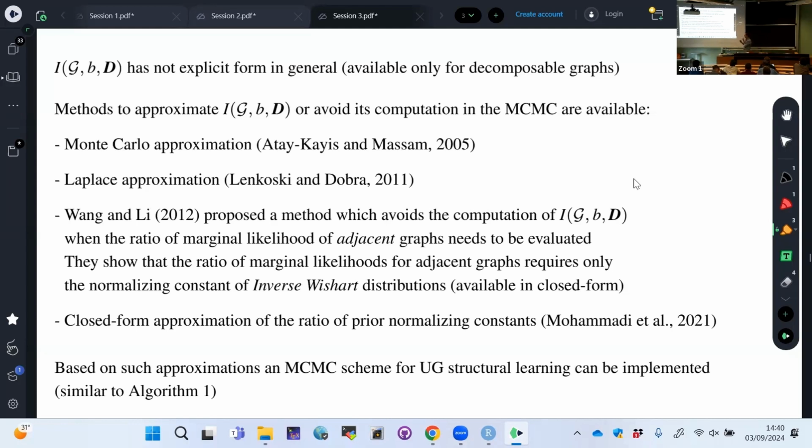There are also methodologies, this paper here by Wang and Li, who proposed an approach which basically avoids the computation of the normalizing constant if you consider in your Metropolis Hastings ratio two adjacent graphs. Okay, it can be shown that the normalizing constants simplify in such a way that you just need the normalizing constant of an inverse Wishart distribution, which instead is available in closed form, as we wrote this morning. Okay, more recently a closed form but still approximate version of the ratio was proposed.